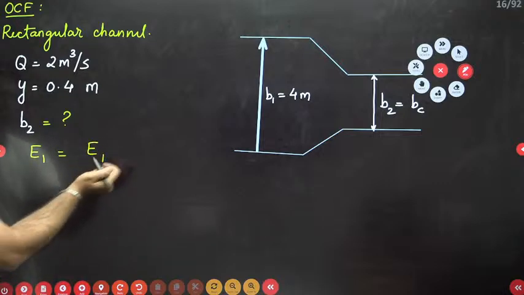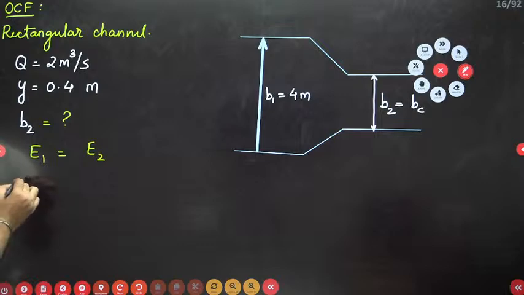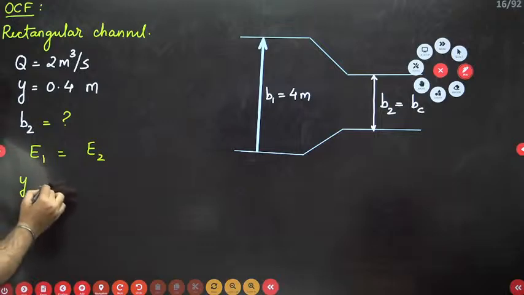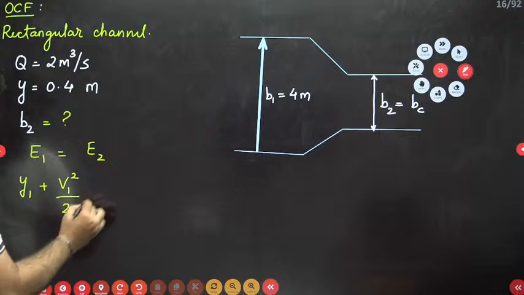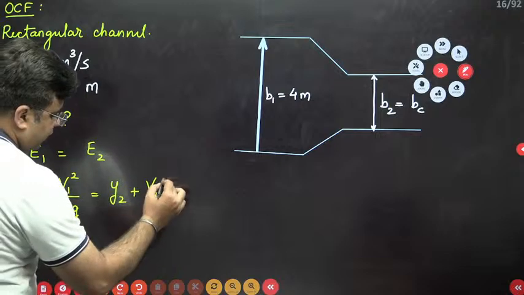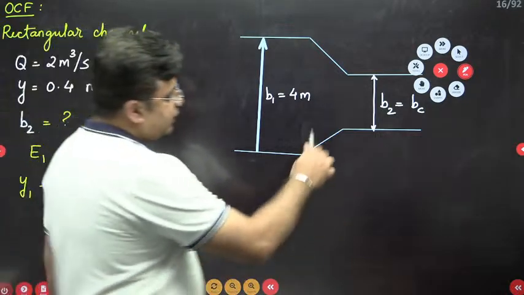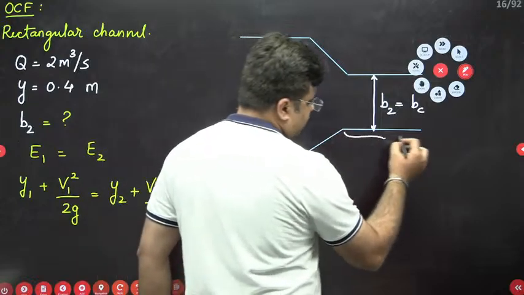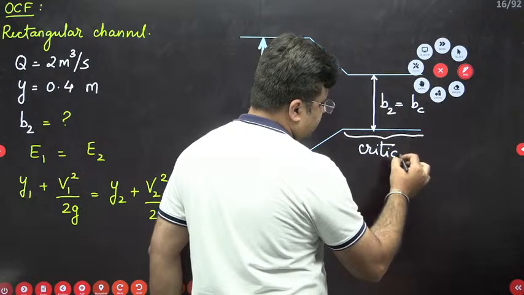When you write E1, E1 will be Y1 plus V1 square by 2G. This is equal to Y2 plus V2 square by 2G. When this width is contracted over this portion, the flow is critical flow.